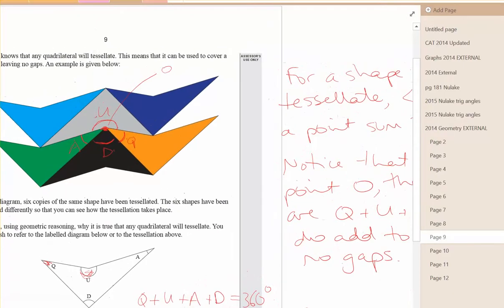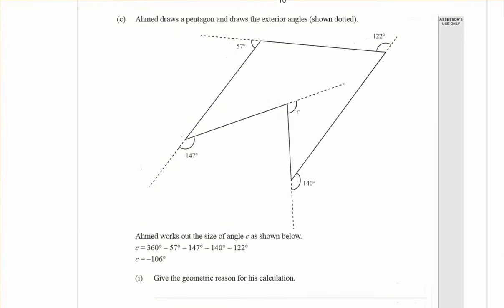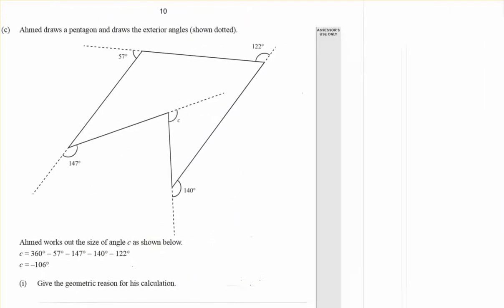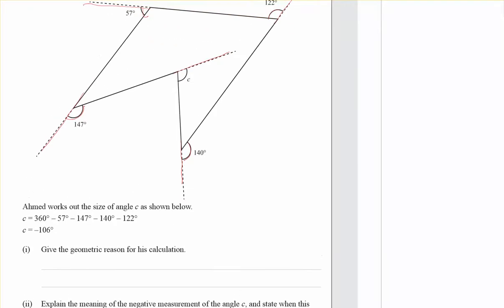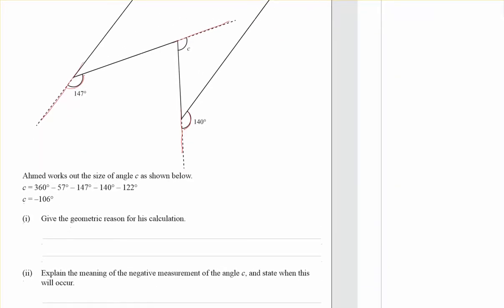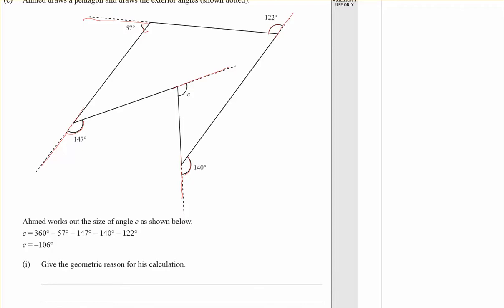Right, next page. This is a long question. Here's another shape. It's a pentagon, so we're drawing in external angles. You can pause and read the question if you like. And now we have a bit of a problem with our external angle on that one. Works out the size of the angle C is shown below. Give the geometric reason for his calculation.